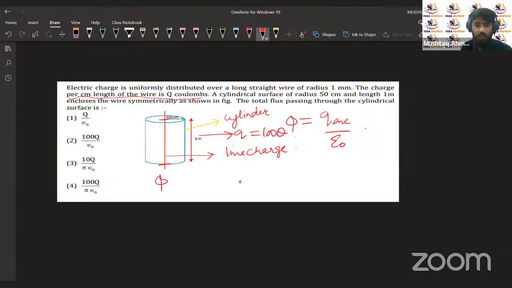So the flux associated with this cylinder will be 100 times q upon epsilon naught. The only correct option for this is option number 2. So 100 q upon epsilon naught is the perfect answer.